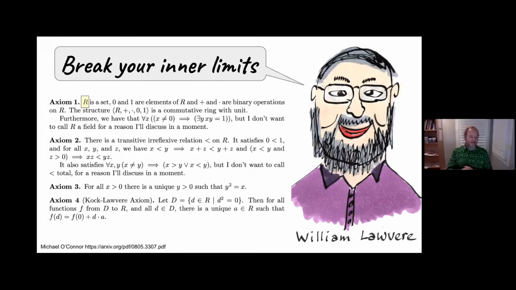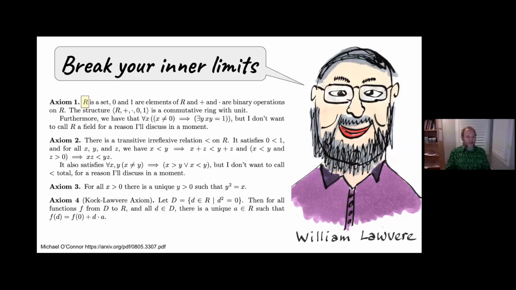It just says that for every function from D to R, there is a unique A such that f of D equals f of 0 plus D times A. And this axiom really captures what a derivative of a function is. So what this axiom says is that every function has a derivative, and this derivative is that unique value A. And that's what this talk will be about. We'll be zooming in on that and talking about that.